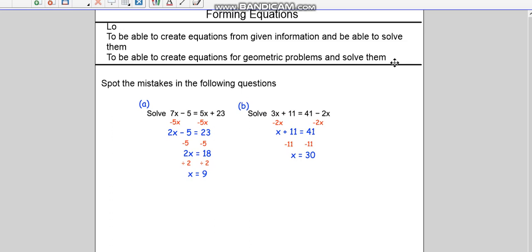Before we get on to that though, just to review what we've done so far, there are two questions written out here, but both have got a mistake in them. What I want you to do is follow through the working and see if you can spot the mistake. You might find it easier to do it yourself first and then compare your answer with these answers, and then you might spot the mistake. So press pause and have a go.